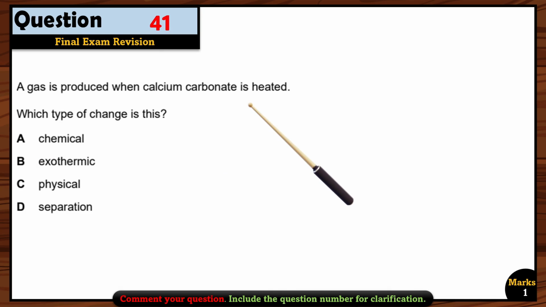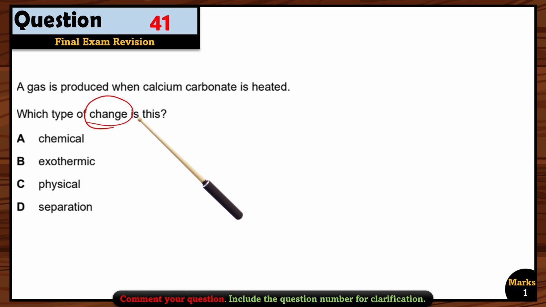Let's see question 41. A gas is produced when calcium carbonate is heated. Which type of change is this one? Sometimes students forget and wonder which option they should choose: should I choose exothermic or separation or whatever? They are asking about a change. There are only two types of changes, physical change and chemical change. They are not asking about the type of the reaction.